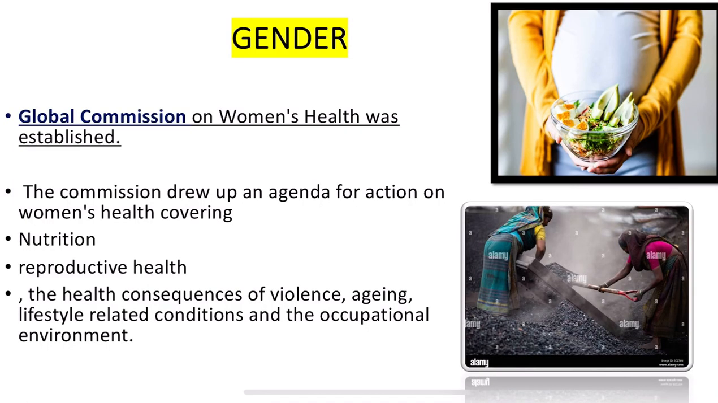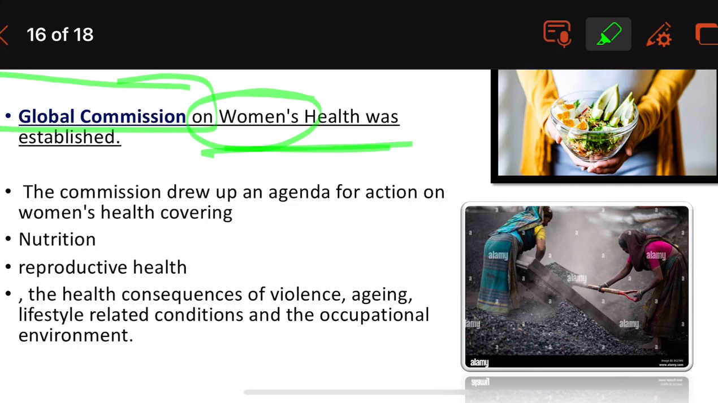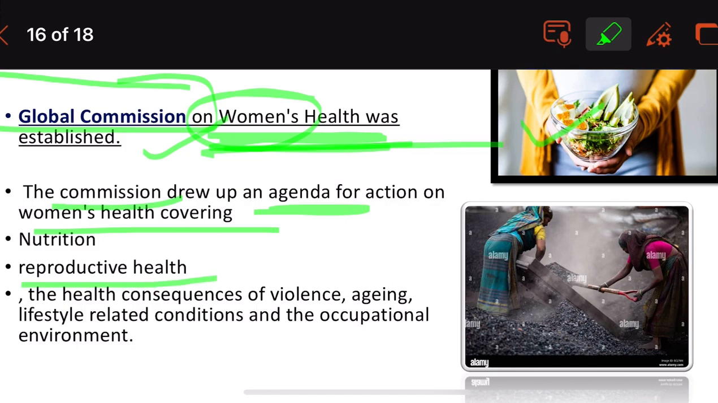Moving on to the gender. The Global Commission on Women's Health was established. So, speaking about gender, major concern is given to women's health here. What was established? The Global Commission has been established for women's health. The commission then drew up the agenda for women's health. The agenda is covering good nutrition and reproductive health. You can see the nutrition and the reproductive health.